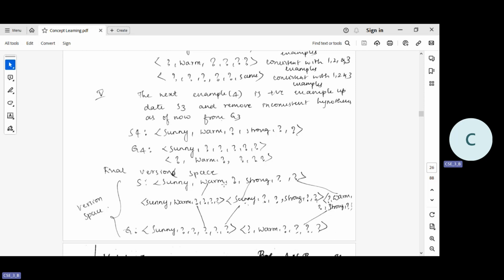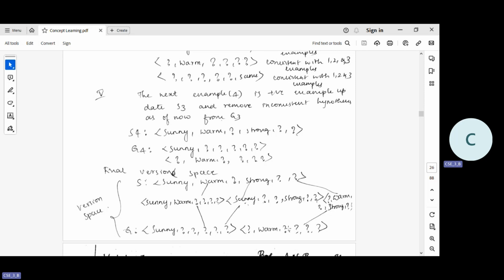So now again we compare this specific boundary hypothesis with the other generic boundary hypothesis. So Sunny and then question mark. There is a mismatch. So what are we observing? We are observing here Sunny, then warm, all question marks. So it is already there. So we are not updating. Next we will see another mismatch.